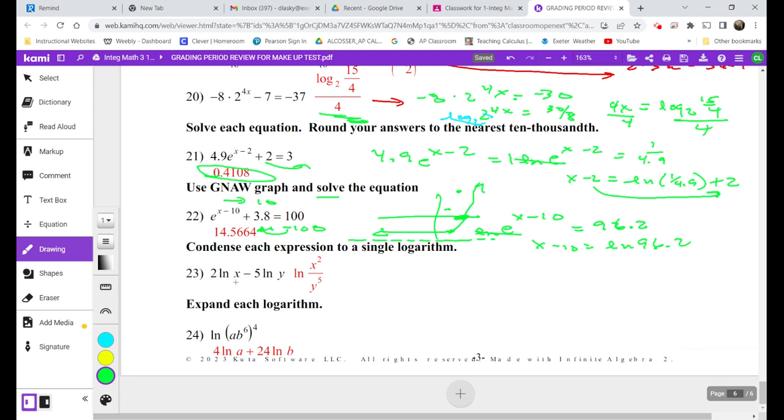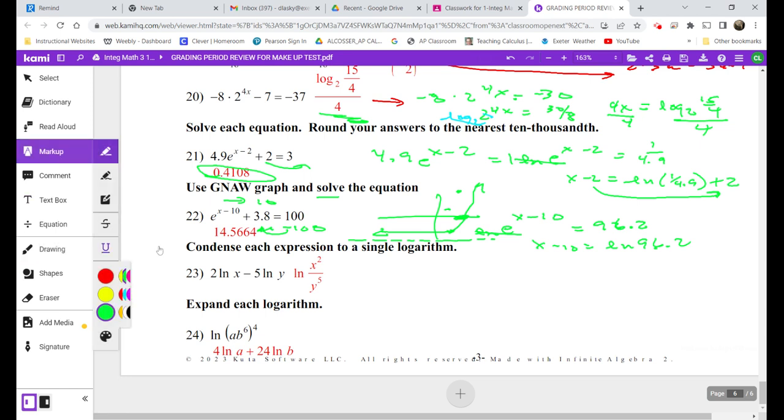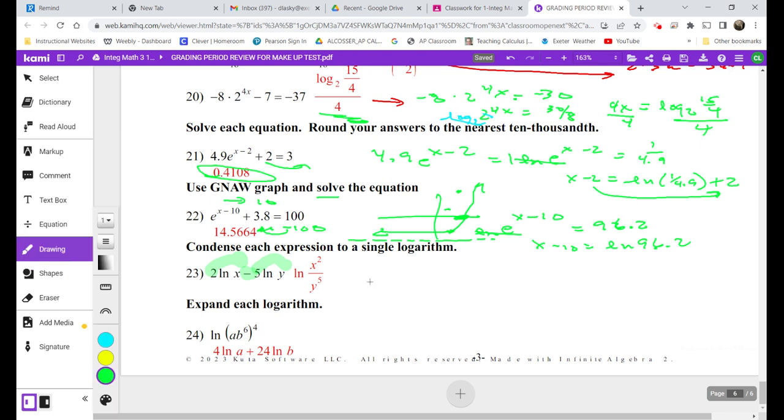Condense it. We just work our way. Don't forget that subtract means divide. These become an exponent up here. The 5 becomes an exponent up here. So we rewrite this real quick as natural log of x squared for the exponent and natural log of y to the 5th. And then that is a division problem. So it's natural log of x squared divided by y to the 5th. There's my answer.